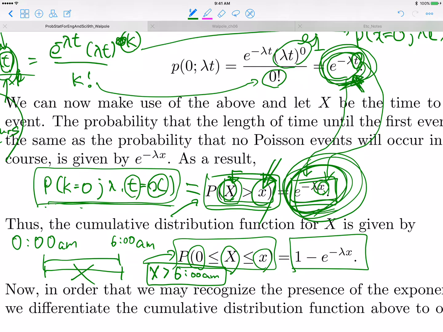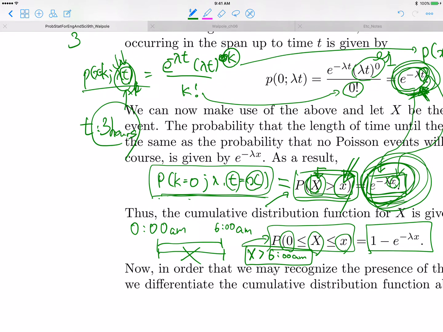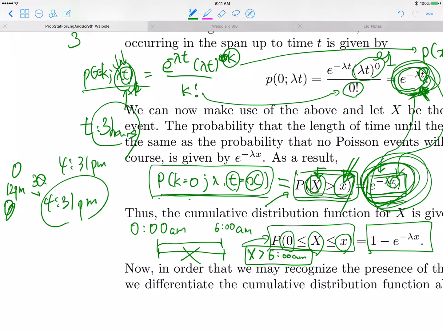Okay? So, again, if the first event happened at 4:31 p.m., and our starting time point is 12 p.m., then this is like 0 hours, and this is 4:31 p.m., or 4 hours, 31 minutes. Okay, so this is a Poisson random process.